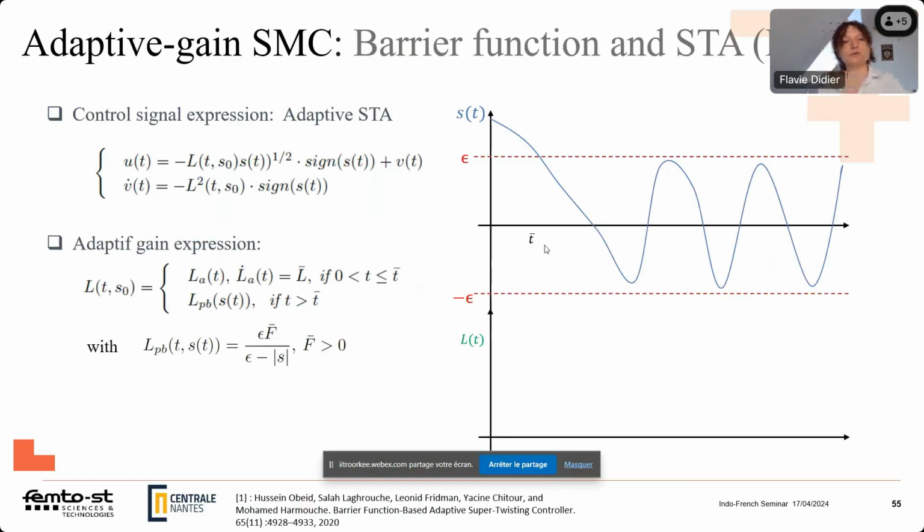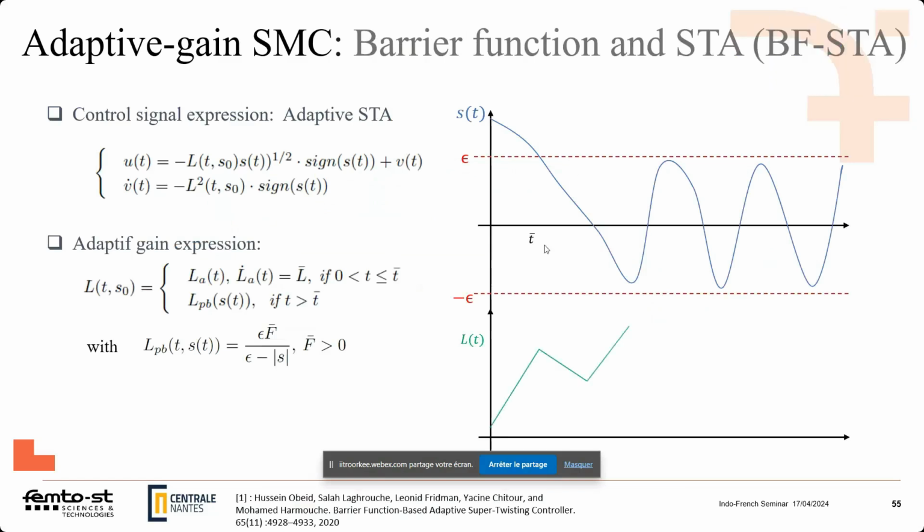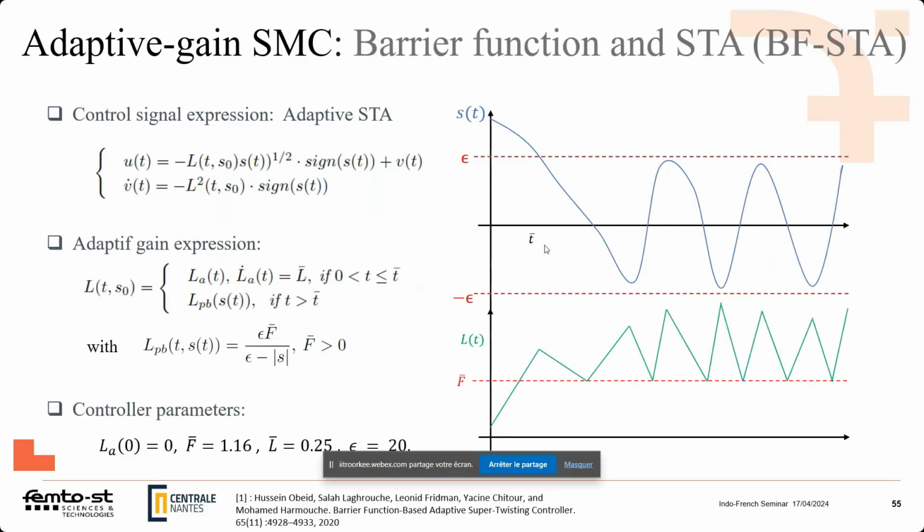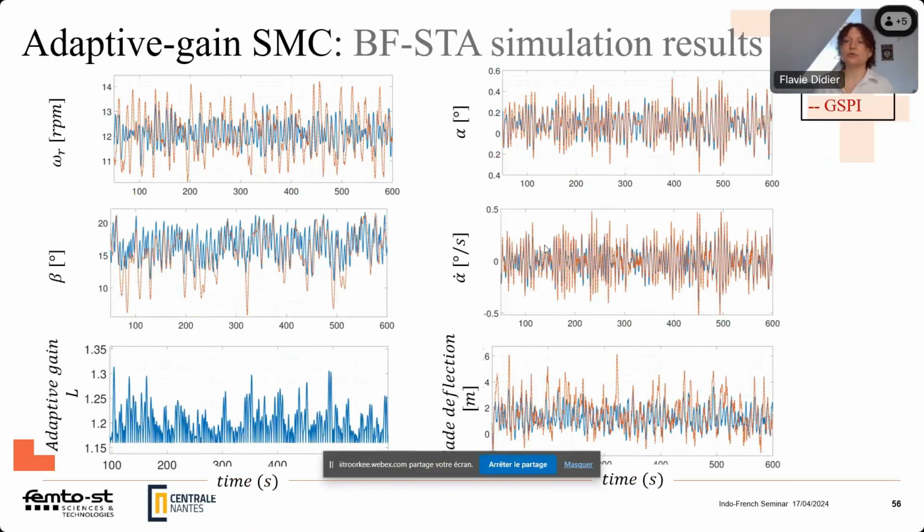Okay, so first for the barrier function, here is the control signal expression, and we use the super twisting algorithm. And the adaptive gain expression is given here with the variation LPB for the gain. The chosen controller parameters are given. And for the simulation result, we use the same scenario of wind and waves. And here it is. So we compare it to the GSPI in red, which is the reference controller.